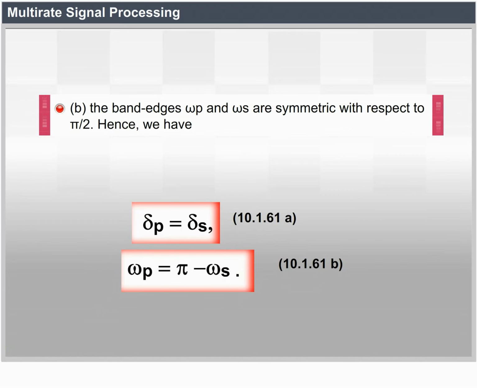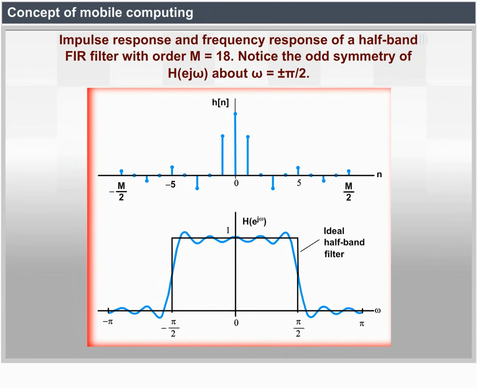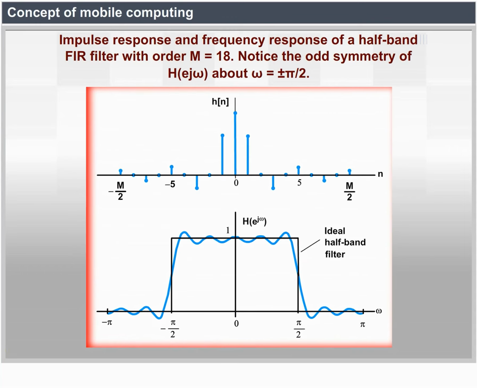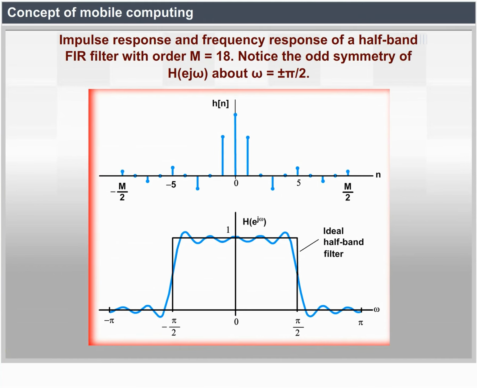Figure: impulse response and frequency response of a half-band FIR filter with order M equal to 18. Notice the odd symmetry of H(e^jomega) about omega equal to plus or minus pi/2.